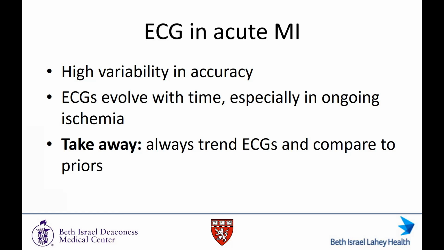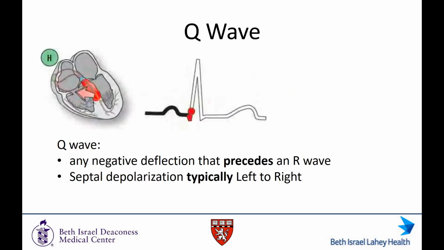I totally agree. The only thing I would add is I would just have your protocols that if ever you're thinking of checking a troponin, just get an ECG with that troponin. And I think that will provide you an adequate trend moving forward. Good point. All right, we'll start with Q waves.